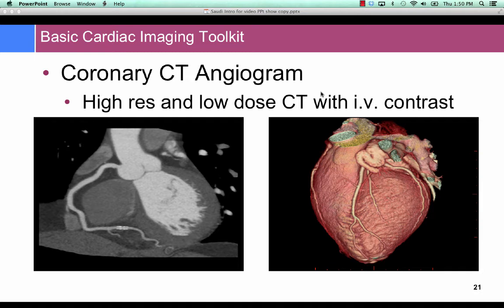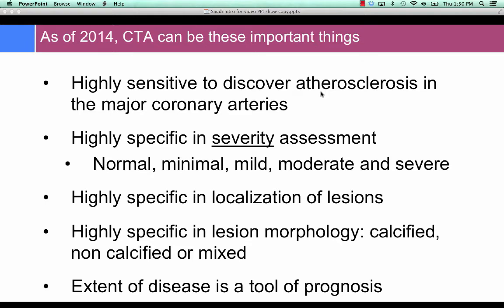We have various ways of rendering the images, and now with IV contrast, we can have maximal intensity projected images showing a right coronary artery in its entirety with a patent stent, or we can have these wonderful 3D rendered colorized volume views with various amounts of editing. And we're given these wonderful tools to organize and to evoke different bits of information about the coronary arteries.